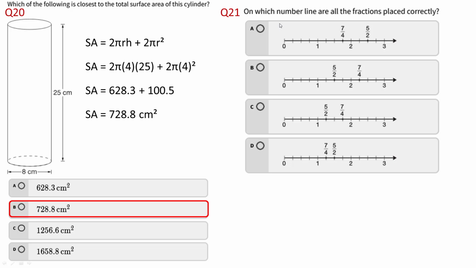Question 21, on which number line, and notice it's the same fractions on each, are all the fractions placed correctly? There's only 2. So 7 quarters is 1 3/4. So 4 goes into 7 one time with 3 left over. See, 7 minus 4 is 3. And the other fraction is the 5 halves. So 5 halves, 2 goes into 5 twice with 1 left over, so it's 2 1/2.